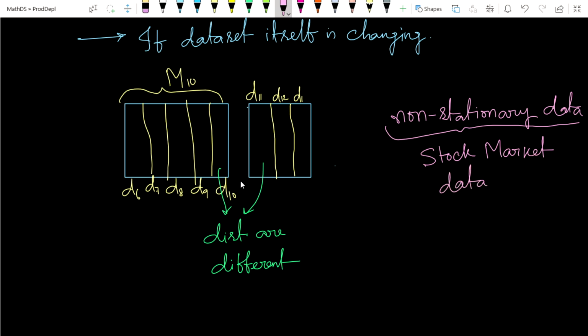Non-stationary data means it's changing day to day. It depends on market sentiments, like the news people have, the budgets that have been published, and various other sentiments. It's not actually predictable, it depends on situation to situation. So this kind of data is called non-stationary data, and in such situations we need to retrain models on a regular basis.